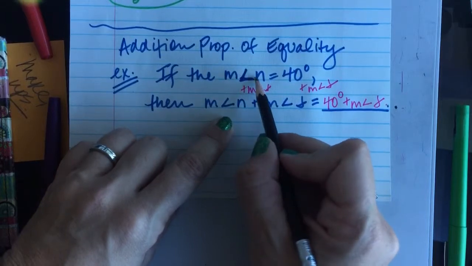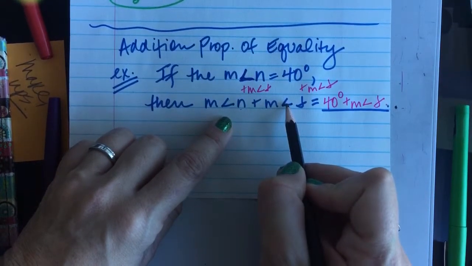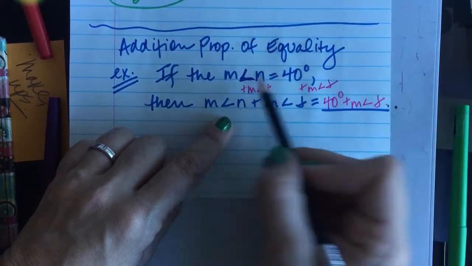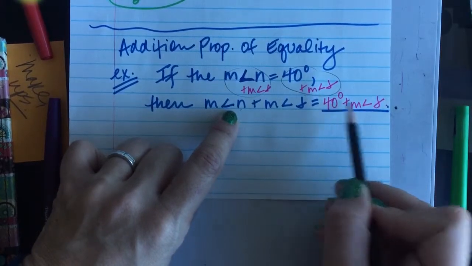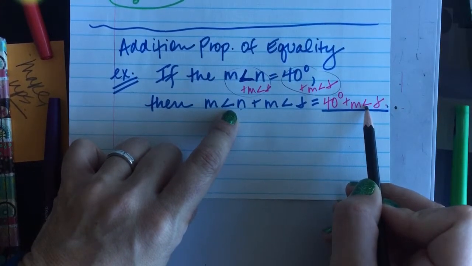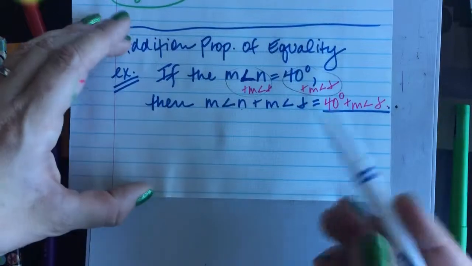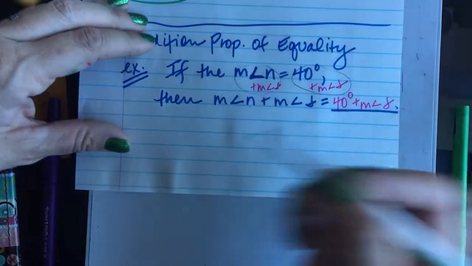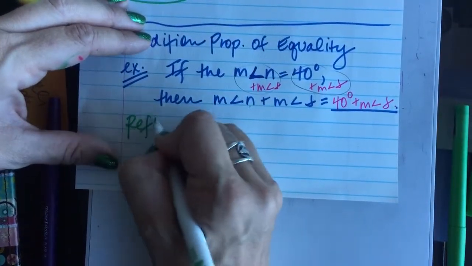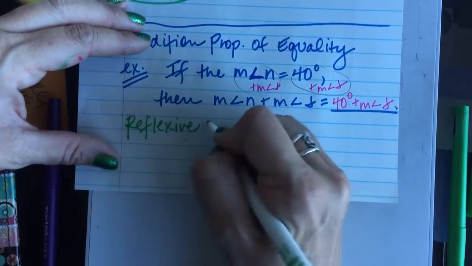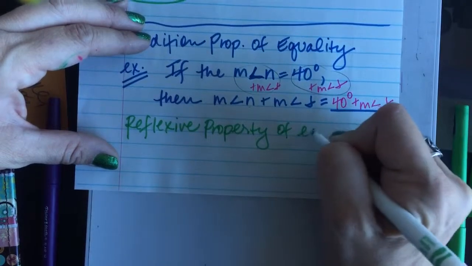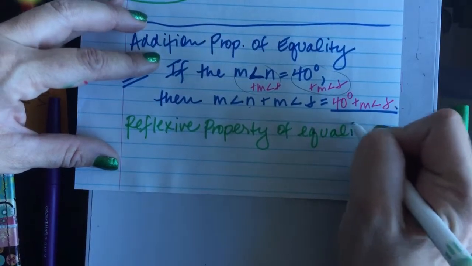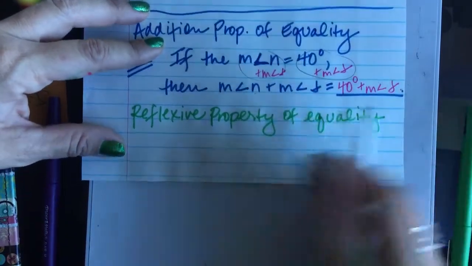How did I get from here to here in blue? I did that by adding angle J to both sides. And so down here my answer just said, well, that was 40 degrees, add angle J to it. There's another property that comes up, and I kind of find it to be a silly one, but at the same time I see where it can be used. It's called the reflexive property of equality. And it's weird what it says.